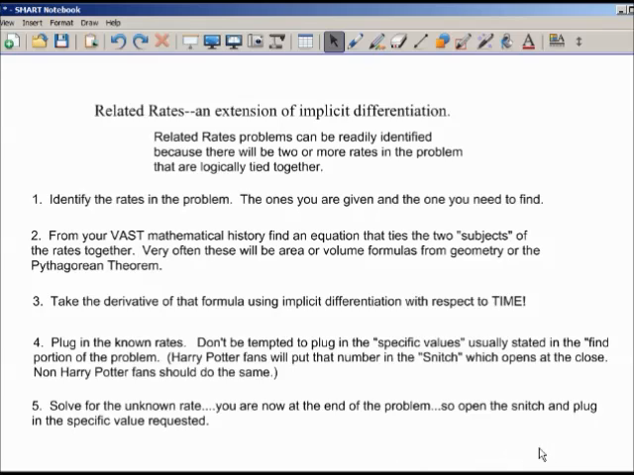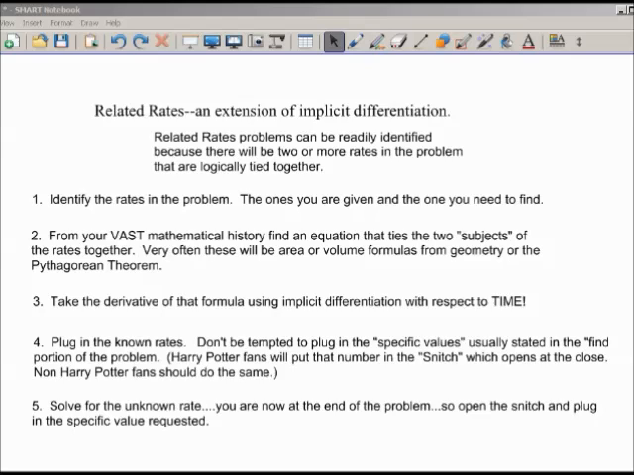Plug in the known rates. Now, here's something that I've said in the past few years since the Harry Potter movies came out. Sometimes students plug in too much. Don't be tempted to plug in the specific values when they say, how fast is it going when something is true? Don't use that value until the end. I usually say, put that in the snitch. It only is used at the close of the problem.